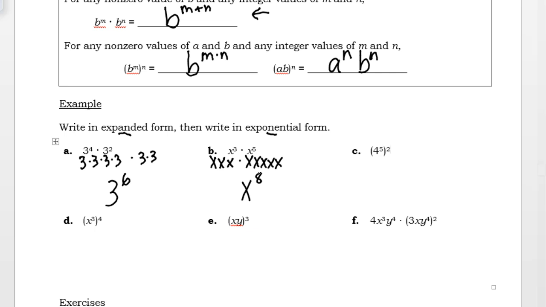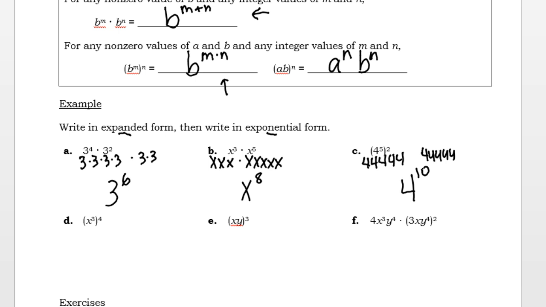I have 4 to the 5th raised to the 2nd. So that is going to be my power of a power rule. In expanded form, I have 1, 2, 3, 4, 5 4's, and then I have another group of 5 4's. I have two groups of 5 4's. So in exponential form then, I have 10 4's. The quicker way to arrive at that answer again is just multiply 5 times 2, and I have my 10 4's.